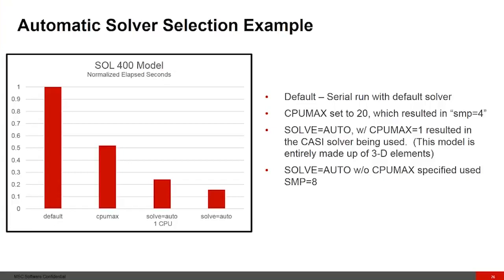So using the default, which did the serial runs with the default solver, this is the normalized plot that you can see. Then we defined the CPU max set to 20, and this resulted in using the SMP equal to 4. Then we used solve equals auto with CPU max equal to 1, and it resulted in the CASI solver. And this model was made up of all solid elements. That's why it selected the CASI. And then you can see the best performance was just using solve equal auto without the CPU max specified. And this time it used SMP 8.